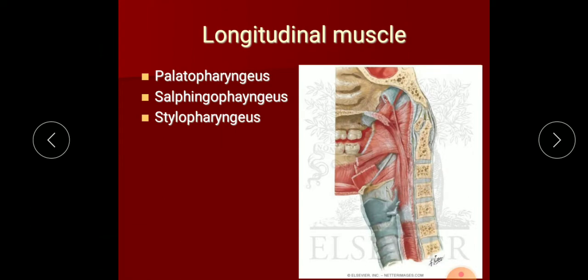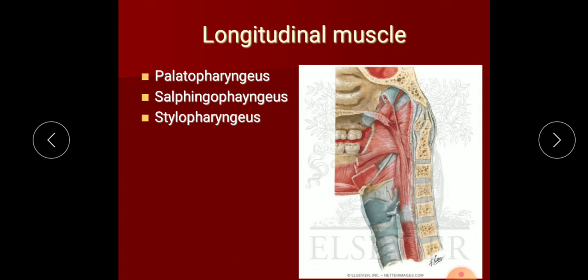So with that we finish the structures passing and the constrictors. Now we go on towards the longitudinal muscles. So three longitudinal muscles are there. Name them. One is the palatopharyngeus, two salpingopharyngeus and three stylopharyngeus. So these are the three: palatopharyngeus, salpingopharyngeus and stylopharyngeus.